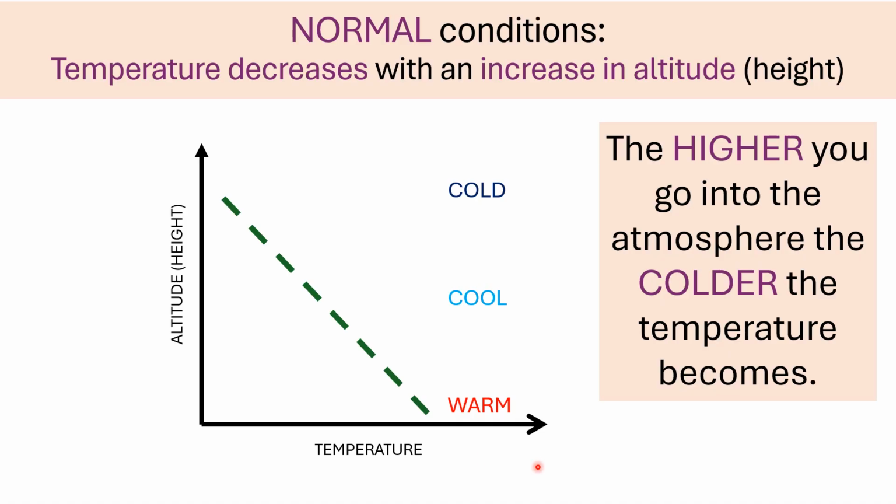Under normal conditions in the atmosphere, temperature decreases with an increase in altitude. The graph shows an increase in temperature on the horizontal axis and an increase in height on the vertical axis. Under normal conditions, as you increase in height or altitude, the temperature starts to decrease. Under these normal conditions, your warmer air is typically found closest to the Earth's surface, and with an increase in height, the temperature then becomes colder.